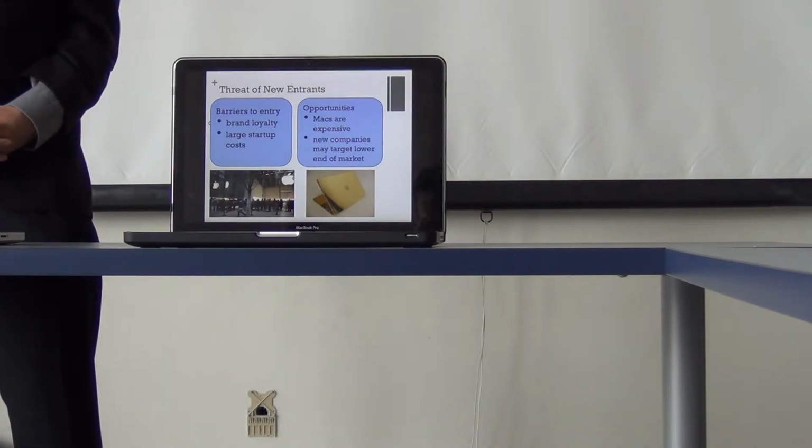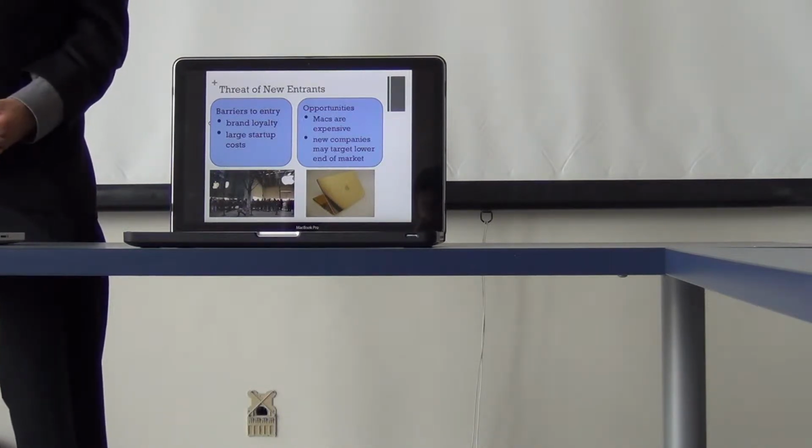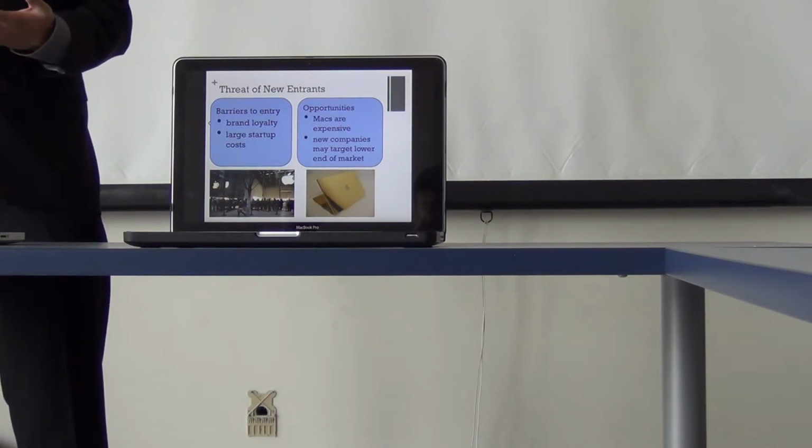But there are also opportunities for new competitors. For example, Macs are very expensive, as you may know. So it's possible that new competitors might start at the lower end of the market and then gradually work their way up to be able to compete with Apple.